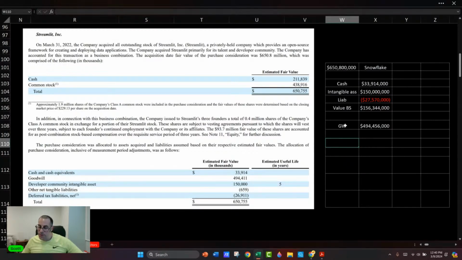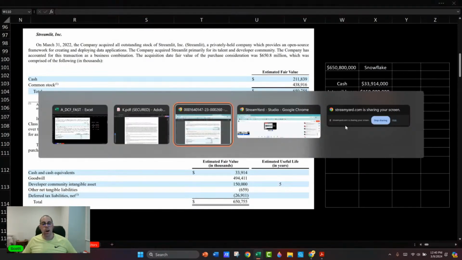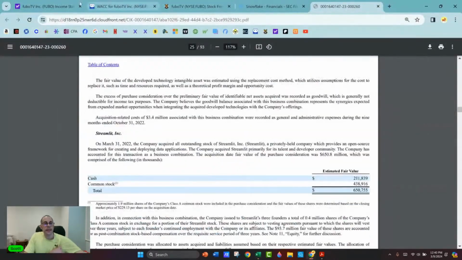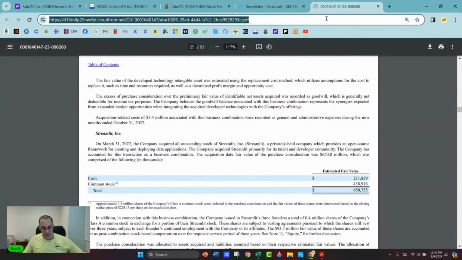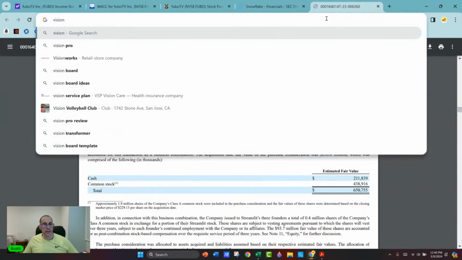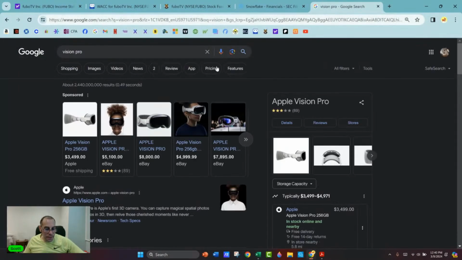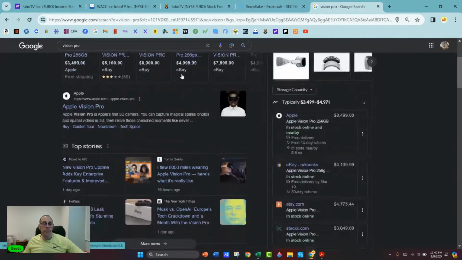What are your thoughts on Vision Pro? Oh, is that Meta's product? Or was that a company? Oh, Apple. That's Apple. Apple Vision Pro.